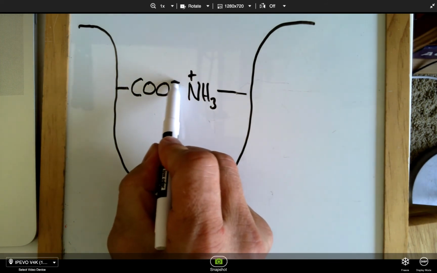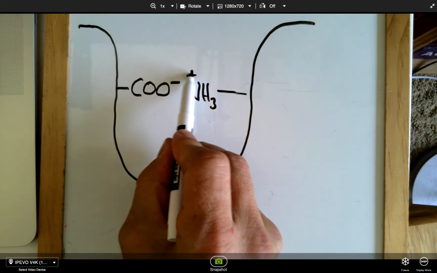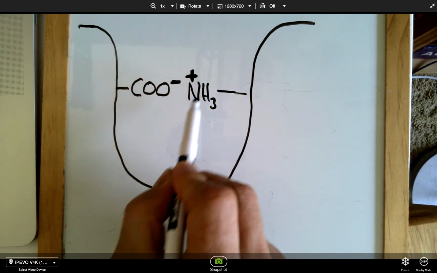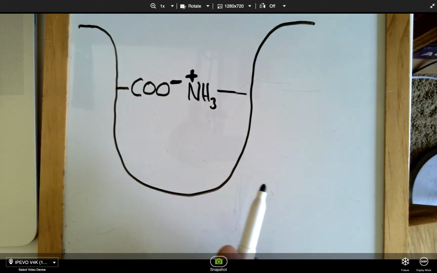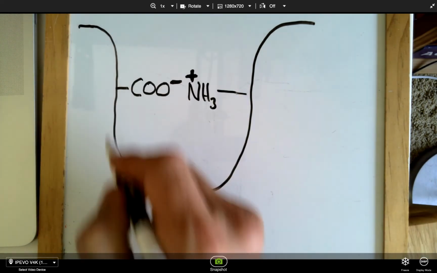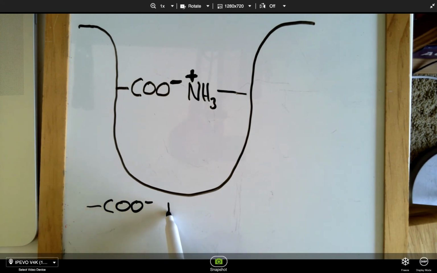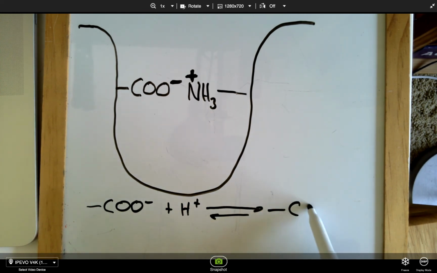And notice that they form a really nice ionic interaction here. The positive charge of this amino group and the negative charge of that carboxyl group. And that's why this protein is folding the way it is. Now we know, I'll write it down here. Remember, if we take a carboxyl group, COO minus, and we add a proton, right, we can do this, COOH.